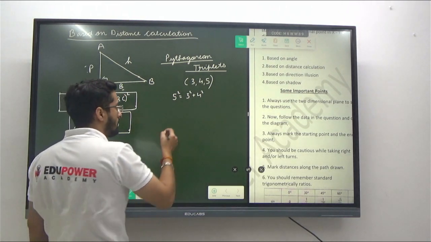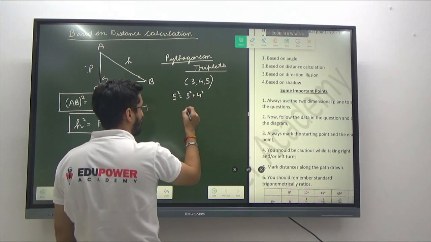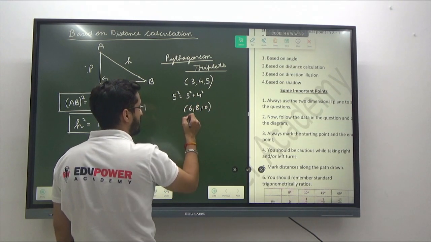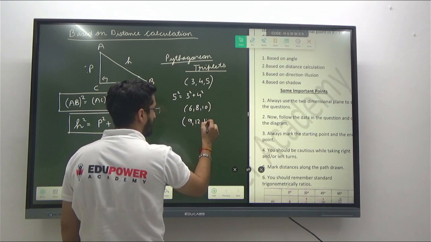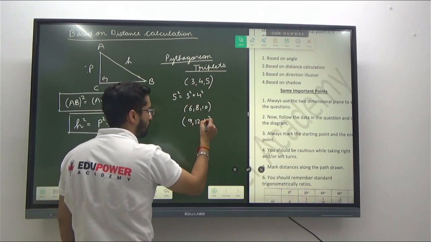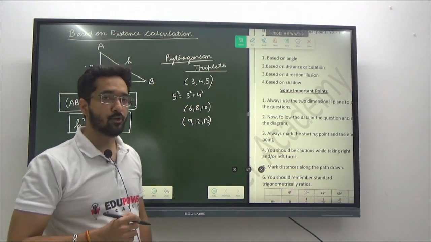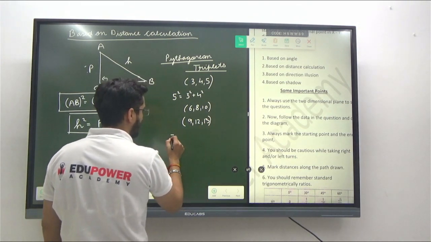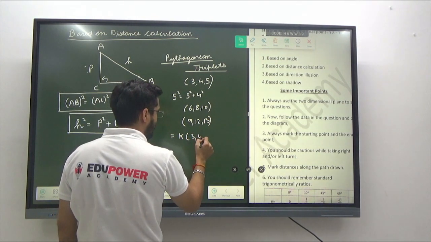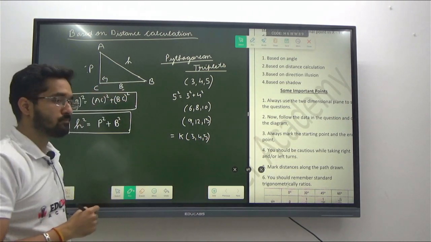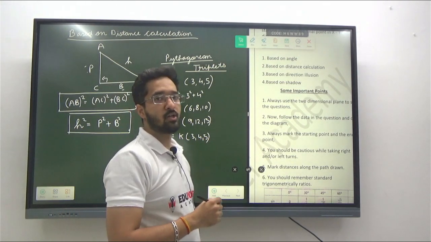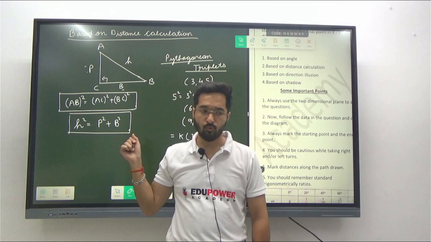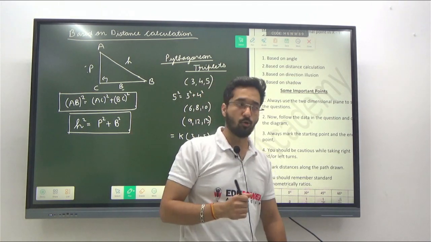Multiples of 3, 4, 5 are 6, 8, 10, and 9, 12, 15. So, any multiple of this 3, 4, 5 will also be a Pythagorean triplet, and it will follow the Pythagoras theorem. So, we can simply say that k times 3, 4 and 5 follow the Pythagoras theorem. Do not worry, we are coming to questions very soon. This is the basic theory which you need to know before coming to questions. So, please make a note of it.